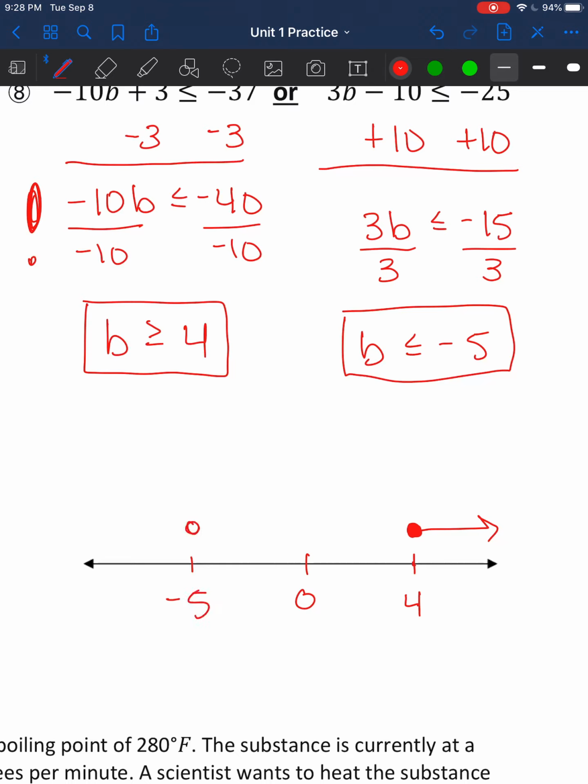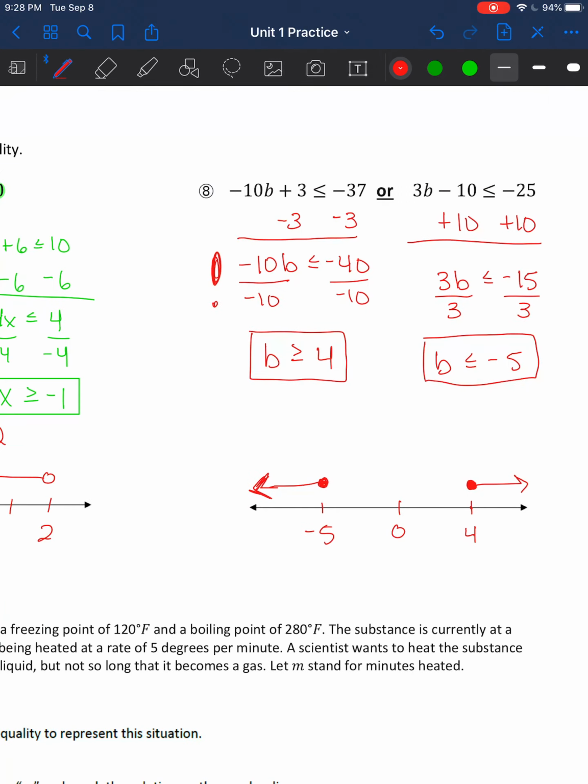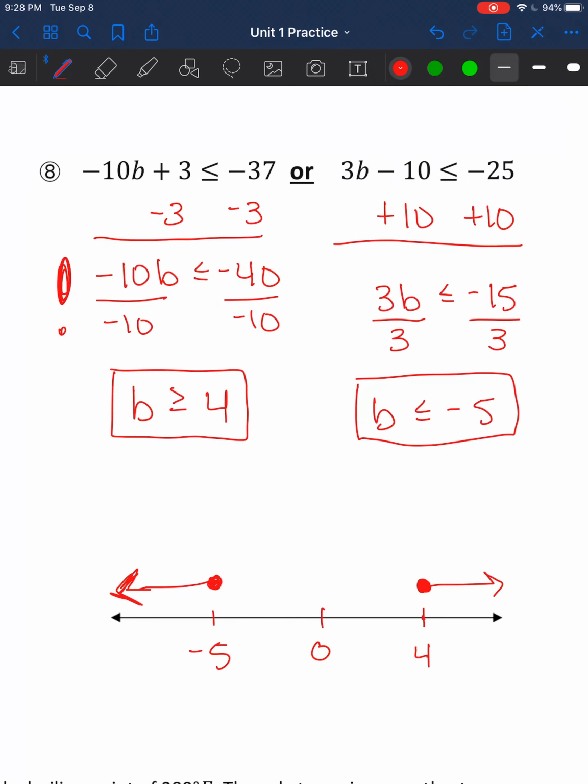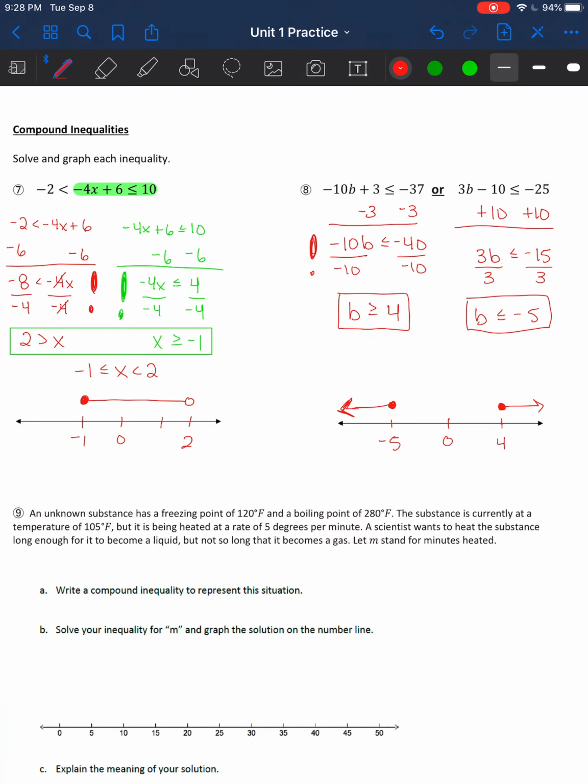I'm less than or equal to it, so the closed dot means or equal to, and in order to be less than -5, I'm going to shade to the left. So the solutions to this compound inequality are that b can be any number as long as it's less than or equal to 5 or greater than or equal to 4. Any number that satisfies one of those inequalities is a good value for b.